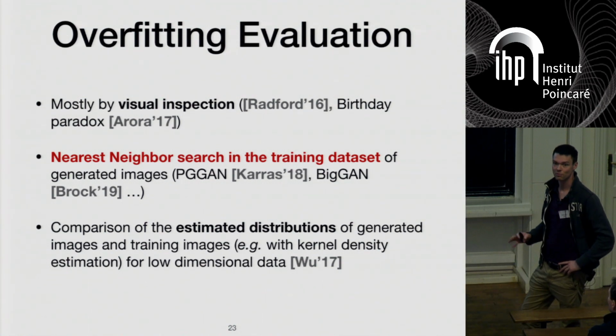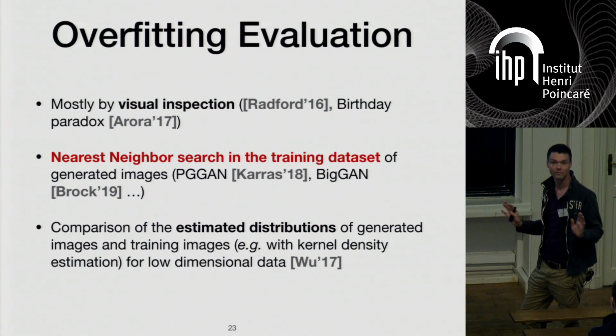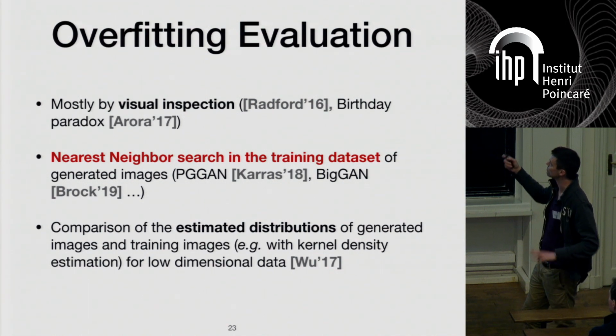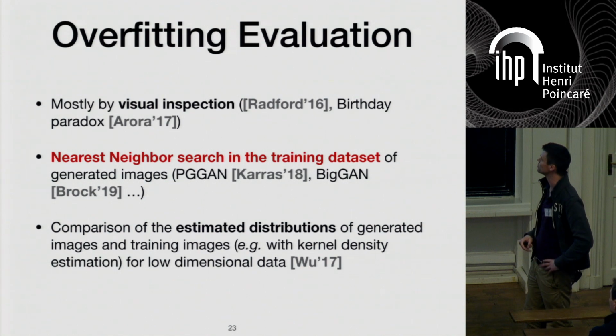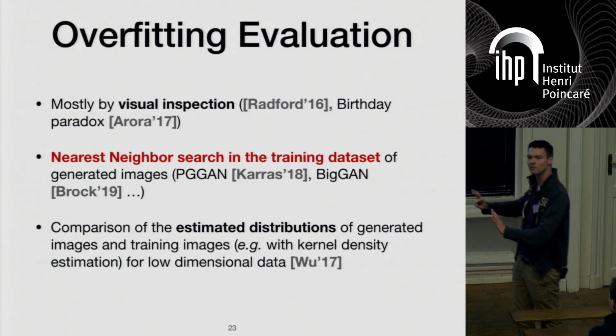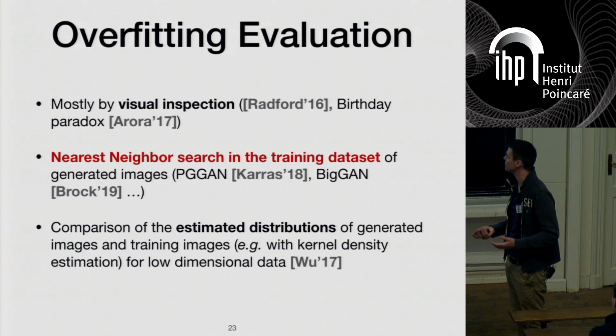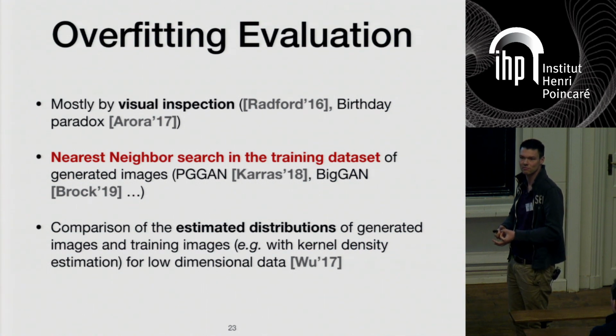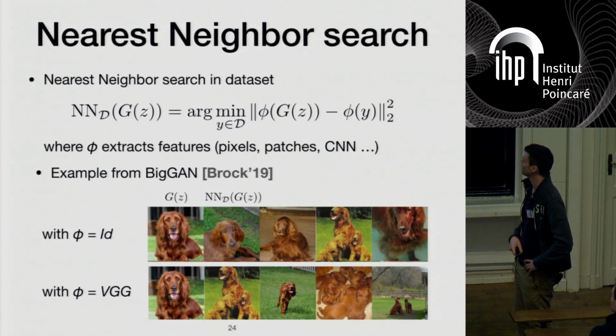If you look at this PG-GAN from 2016, it says, oh, clearly, the network is not overfitting, it's underfitting because we have these artifacts here and there, and that's it. Recently, what people have been doing is more involved. It's what I'll call nearest neighbor search in a training dataset. We'll see that in a moment. But I must say that some efforts have been made to assess overfitting by comparing distributions. For instance, this has been done in this work, but unfortunately for very low dimensional images, like MNIST images.